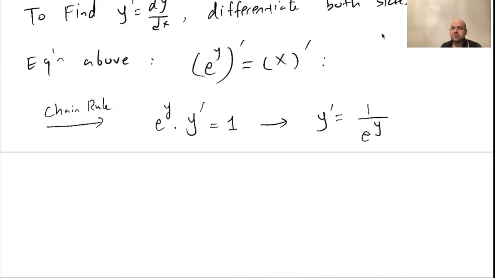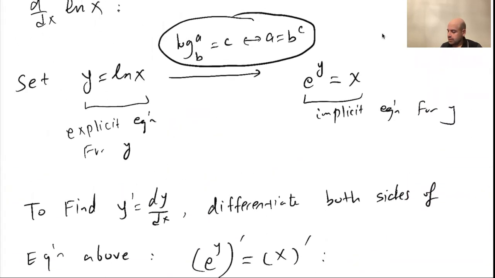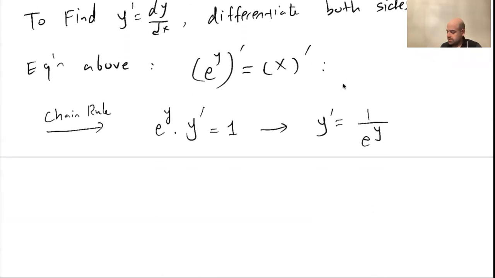Right? So after you differentiate both sides, you need to isolate and solve for y prime. I don't need to isolate because it's just one term containing y prime. So once I solve for y prime, I get y prime equals 1 over e to the y. And what was e to the y? e to the y was x, right? Yeah, e to the y equals x. So because e to the y is x, we can say that y prime equals dy/dx equals 1 over x.